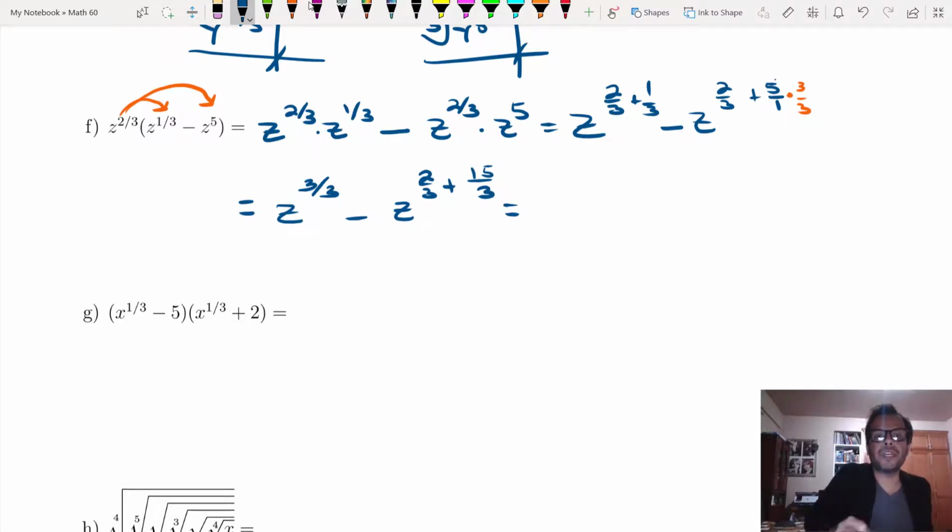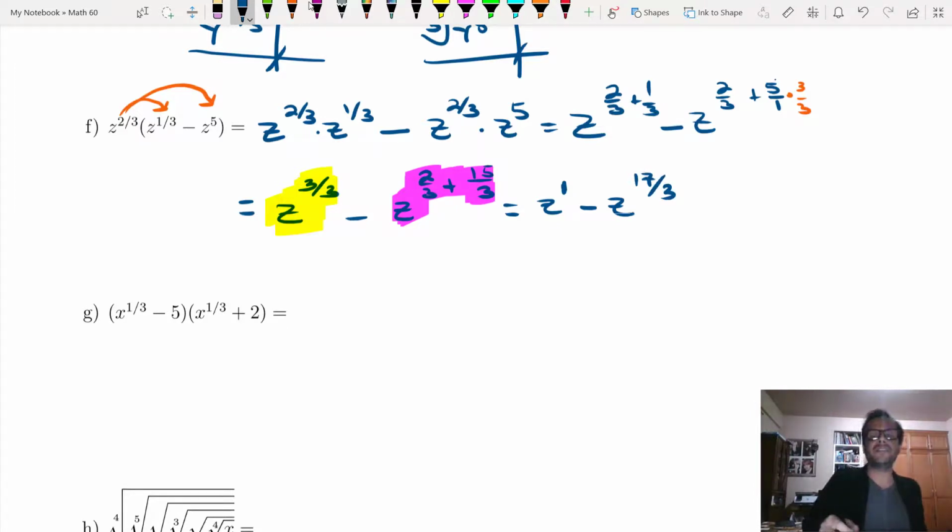So this will be, okay, the first term, notice I'm going to simplify the first term. z to the 3/3, that's going to give us z to the first power, right? That reduces to 1 minus, adding these two powers together, we get z to the 2/3 plus 15/3, that's 17/3, right? Okay, let's simplify. So actually we don't need to write this one right there. That's enough, that's fine.